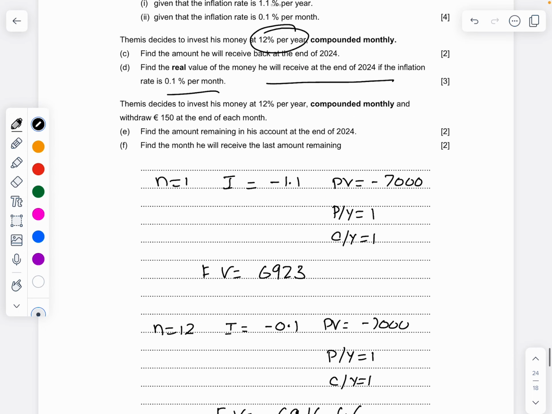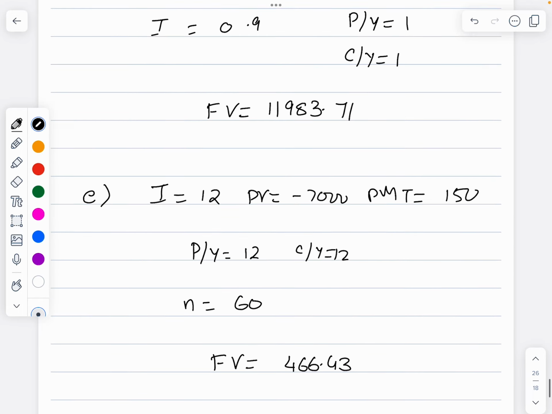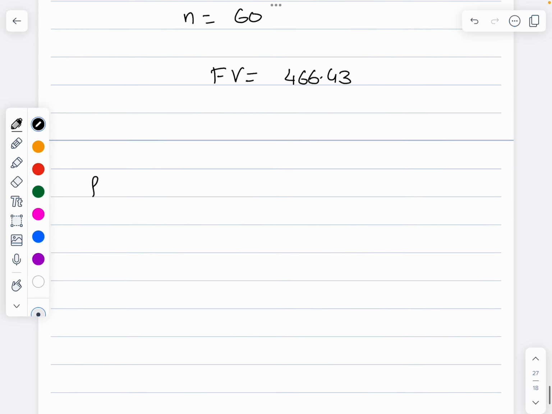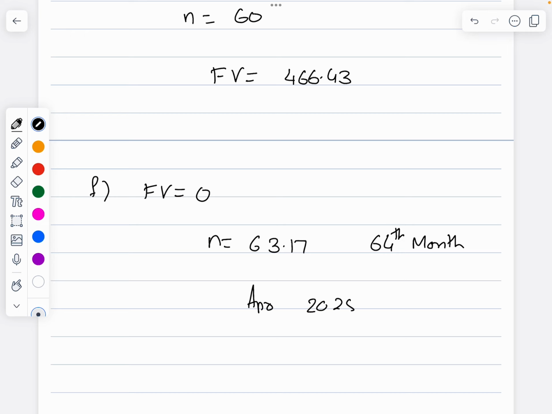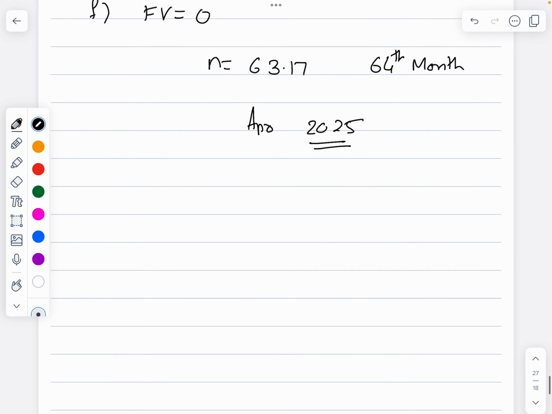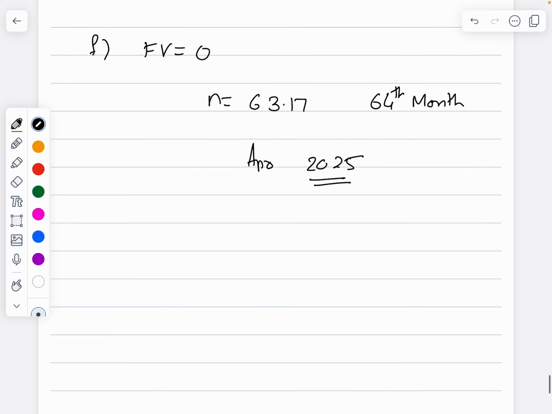Then finally, part F, find the month he will receive the last amount remaining. So what do I require? I require the final value should be equal to 0. Then n equals 63.17, which means it is the 64th month. 64 months means it will be April 2025. So on April 2025, he will be getting the last final installment.